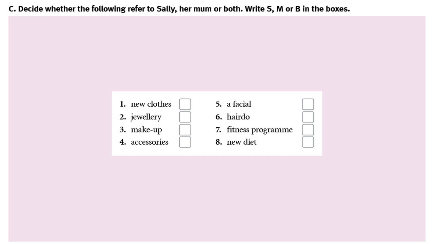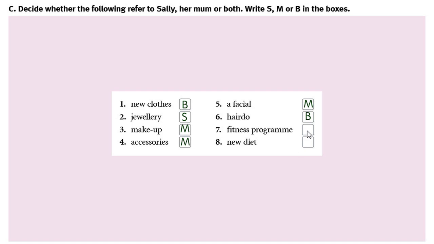C. Decide whether the following refer to Sally, her mom, or both. Write S, M, or B in the boxes. 1. New clothes, ملابس جديدة. Both لكليهما. 2. Jewelry, مجوهرات. Sally. 3. Makeup, مكياج. Mom. 4. Accessories, إكسسوارات. Mom. 5. Facial, ترتيب للوجه مثلا. Mom. 6. Hairdo, إلى الشعر. Both.